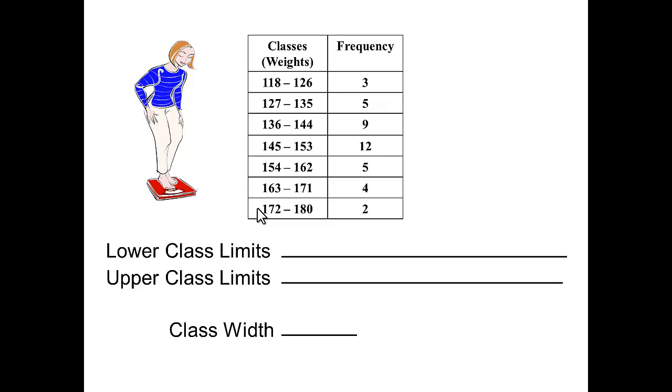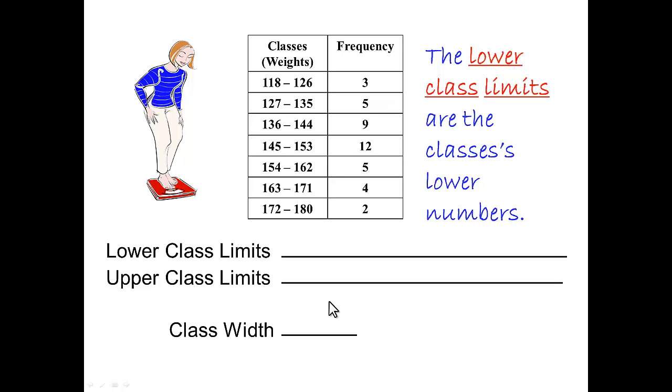We will also use the term lower class limit when we're talking about classes. The lower class limits are the classes' lower numbers. The lower or smaller numbers of each class give us 118, 127, 136, 145, 154, 163, and 172.